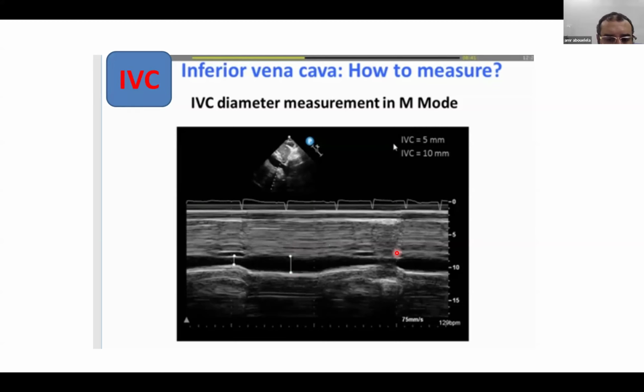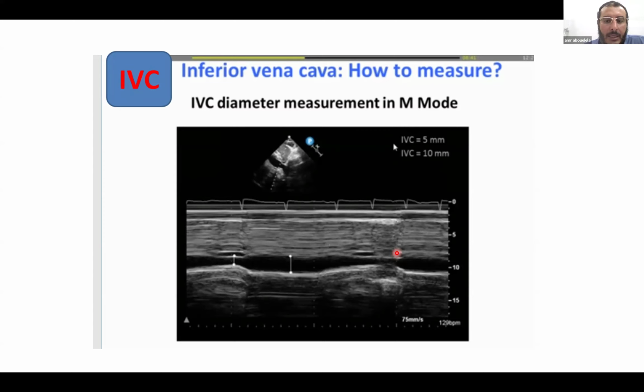There are two different measurements. If the patient is spontaneously breathing, not on the ventilator, we expect that during inspiration the IVC will collapse. So we will have what we call the collapsibility index for a spontaneously breathing patient. While if the patient is on the ventilator, the reverse will happen due to the positive intrathoracic pressure. We are expecting a distensibility. The IVC will be distended more during inspiration. We will have the distensibility index.